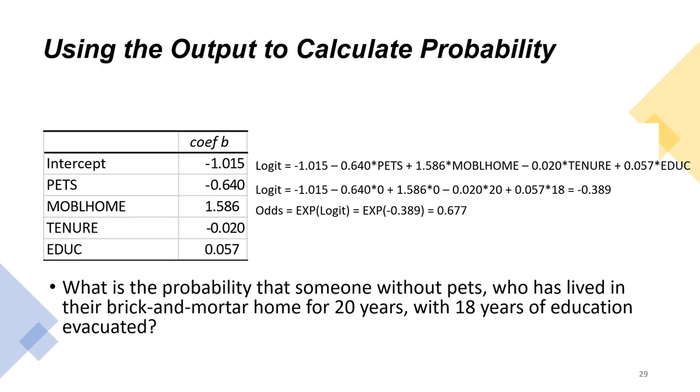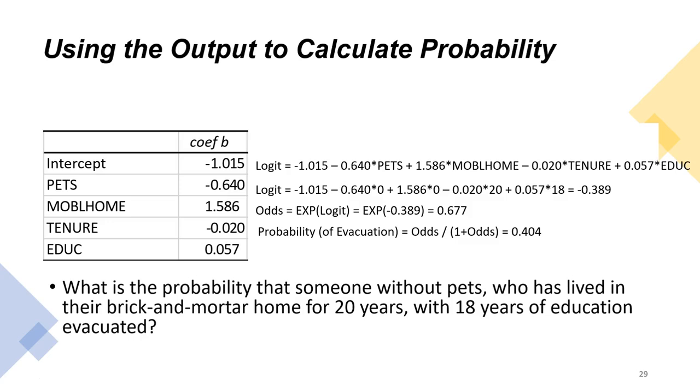It's a good idea to keep this value in your calculator or an Excel sheet and just refer to it instead of rounding when you do your calculations, so that you can reduce the amount of calculation error. And then finally, we can calculate the probability of evacuation, where the probability of evacuation is equal to our odds divided by 1 plus our odds, and we end up with a value of 0.404.